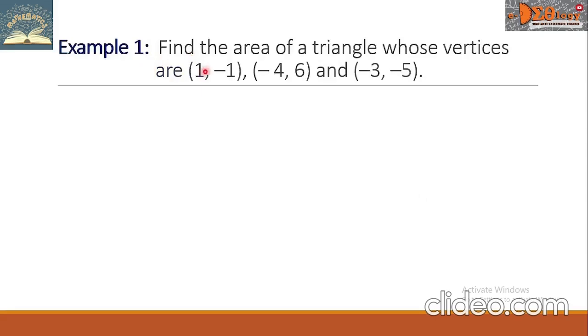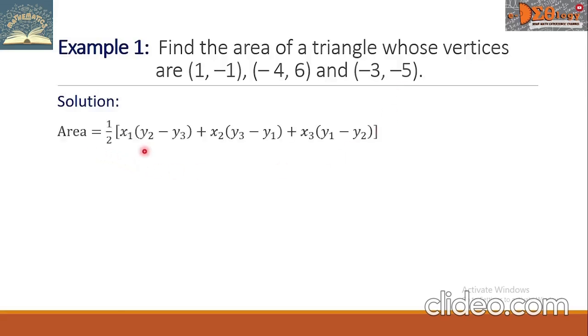Example 1. Find the area of a triangle whose vertices are 1, negative 1, negative 4, 6, and negative 3, negative 5. We have the formula of the area. Let us substitute the corresponding values. So we have 1/2 times the quantity 1 times the quantity 6 minus negative 5 plus negative 4 times the quantity negative 5 minus negative 1 plus negative 3 times the quantity negative 1 minus 6.